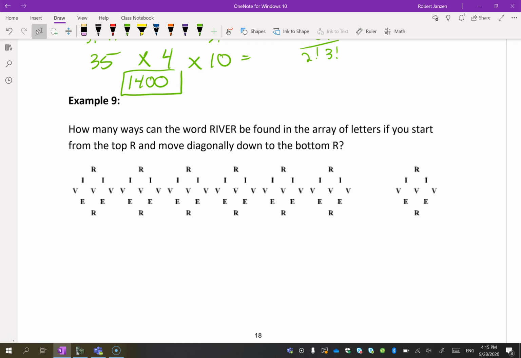How many ways can the word river be found in the array of letters if you start from the top and move diagonally down? Okay, so it's given us the puzzle here. We can actually try it. I could go like this. I could go like this. I could go like that. Like that. Like that. And like that. I think those are the only ways to do it.